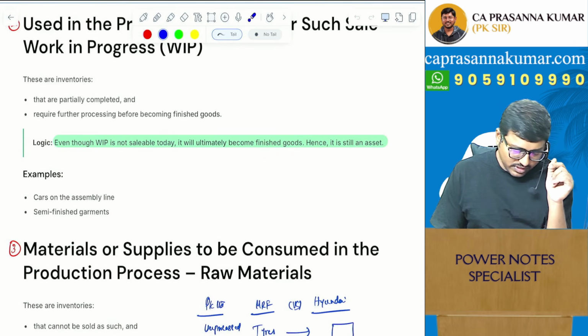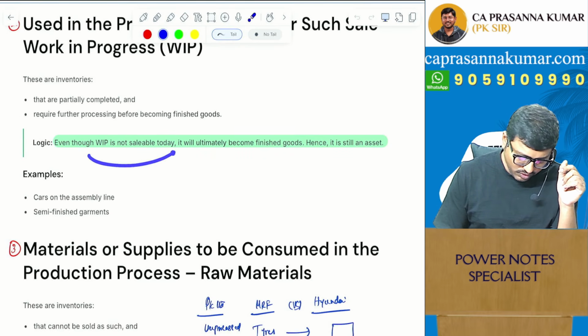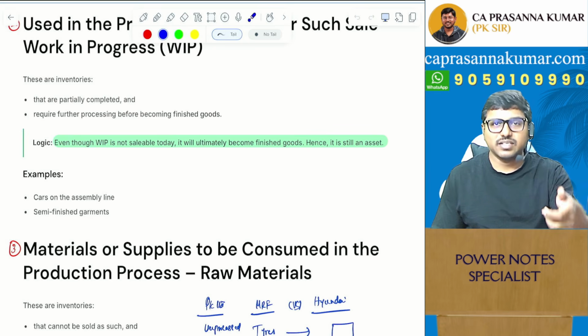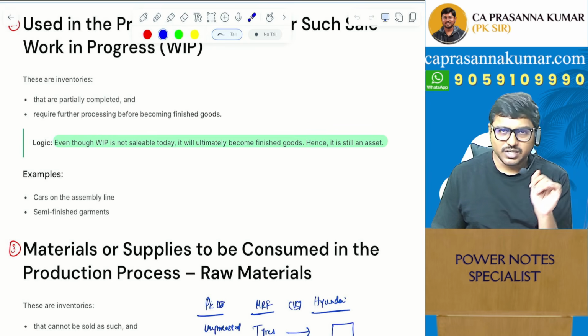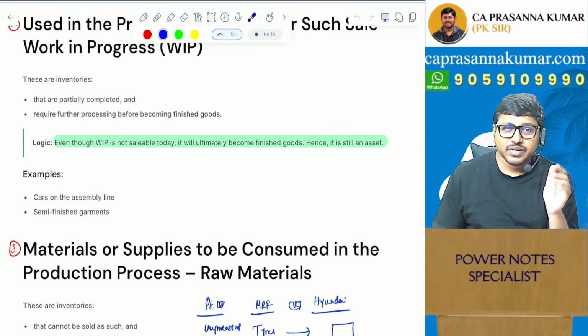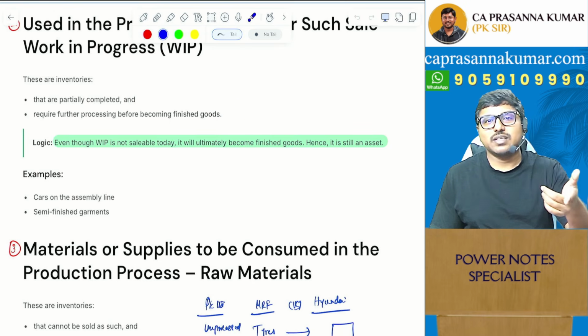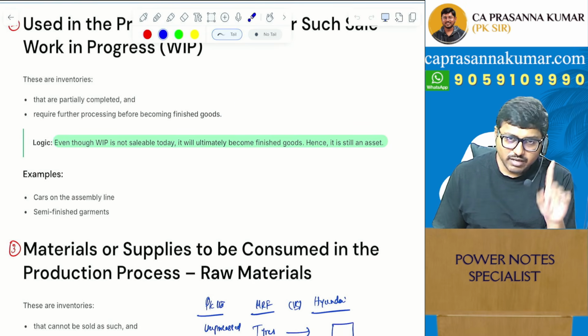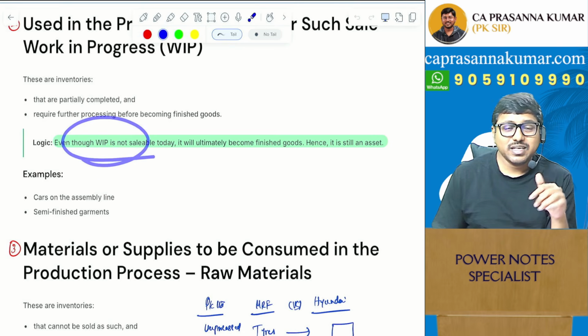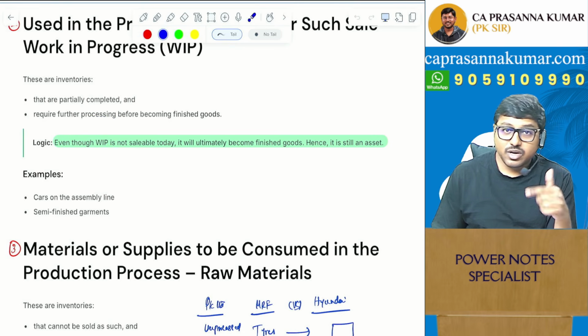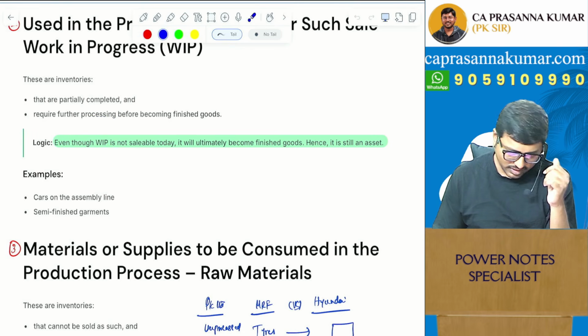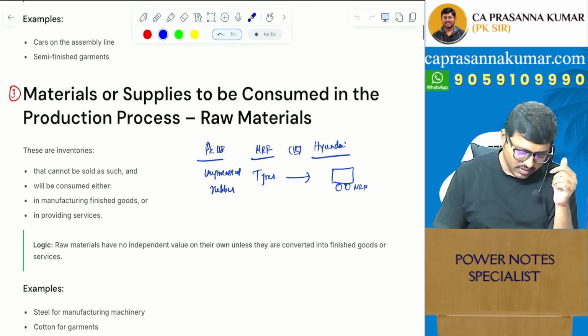The only question here is, even though you can't sell WIP as it is because it's semi-completed, right? However, you can convert that into finished goods, and after that you can sell it and get the benefit. So therefore, still the WIP is considered as an asset. Because are you getting future economic benefit? The answer is yes.